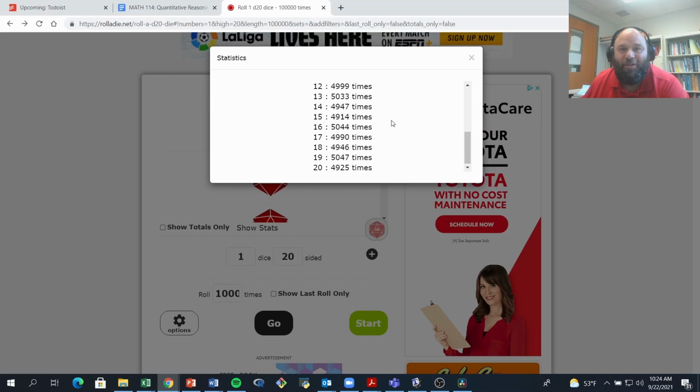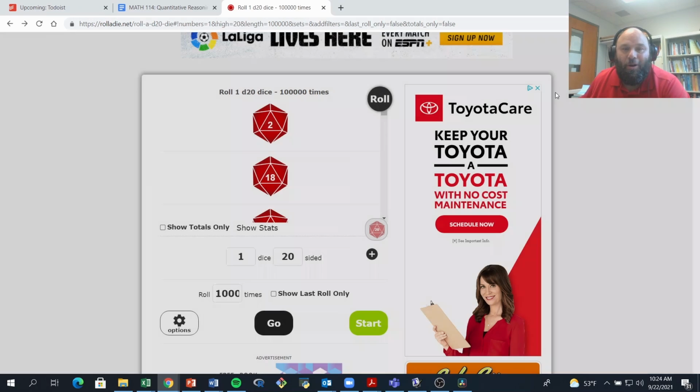So what this tells you is that for a small number of experiments, your experimental probability and theoretical probability may be very far off. If you perform the experiment enough times, your experimental probability will look closer and closer and closer to your theoretical probability.